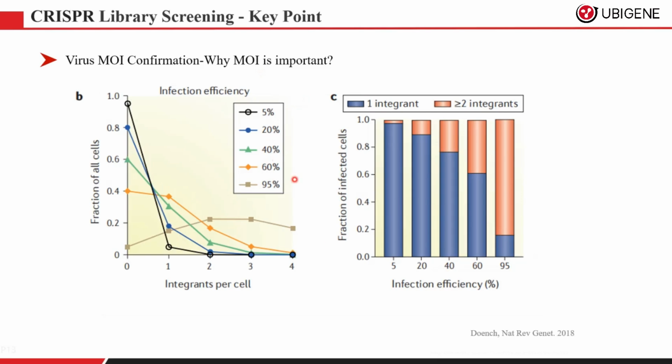Research has shown that the higher the infection efficiency, the more virus particles enter each cell. When the infection efficiency is only 5%, the majority of cells are infected by just one virus particle. However, as the infection efficiency increases, by the time it reaches 95%, over 80% of the cells are infected by more than 2 viral particles. So controlling virus infection efficiency to achieve effective CRISPR screening is a critical step.